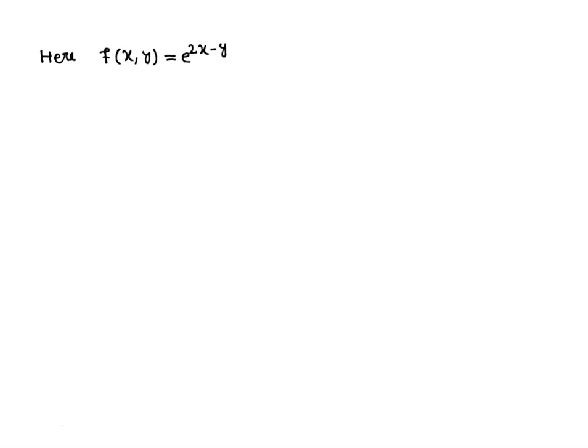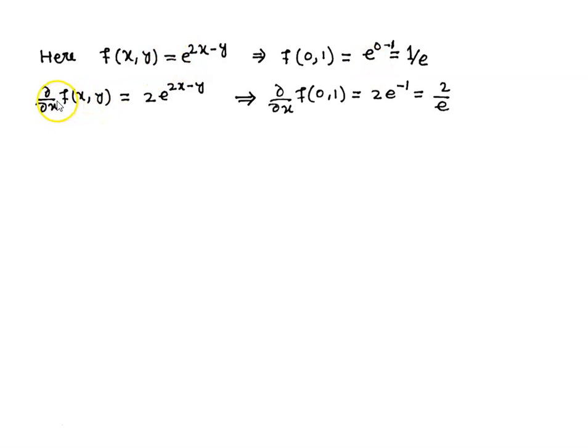Now let us compute this. Here we have the function f(x,y) as e^(2x−y). So at the point (0, 1), we have f(0,1) by replacing x by 0 and y by 1. We have e^(0−1), which is 1 upon e.